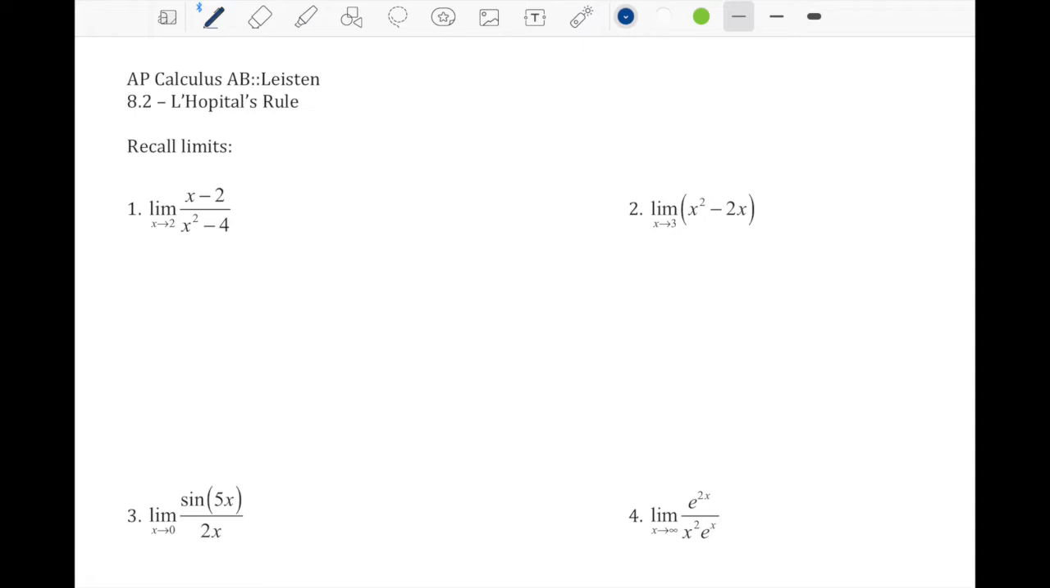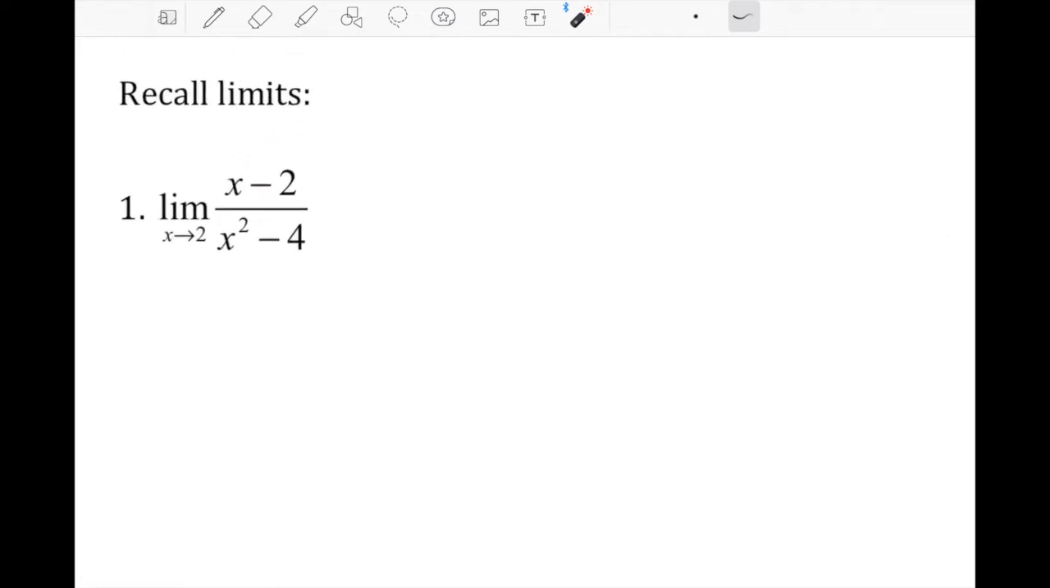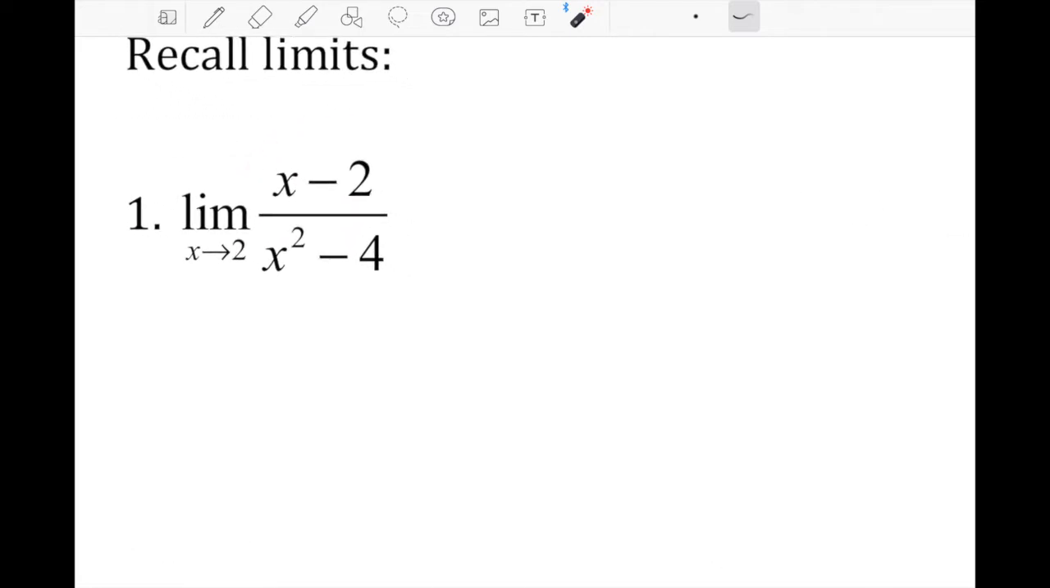Now early on we looked at algebraic techniques of working with limits. Here we see things that are familiar, things that we've seen before. Here on the left, number 1, limit as x approaches 2 of x minus 2 over x squared minus 4. We might try direct substitution, and if we plug in 2, we get 2 minus 2, which is 0, over 2 squared minus 4, which is 0. We have 0 over 0.